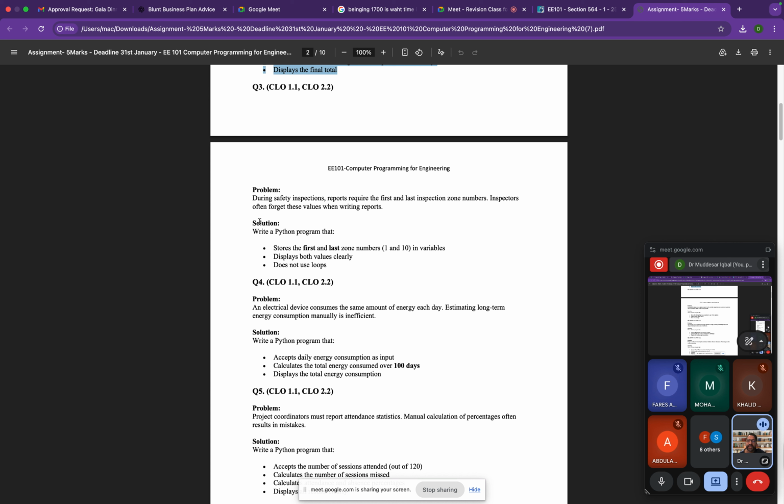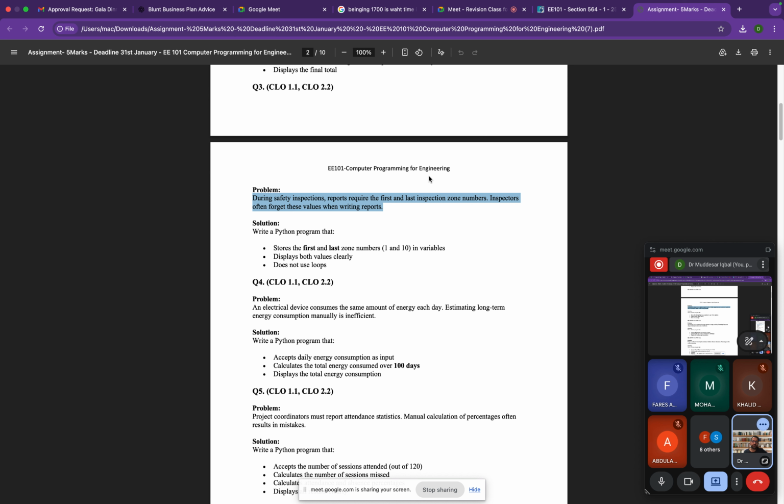The third question here is: during a safety inspection, a report requires the first and the last inspection zone numbers. For example, there is a guy who is doing the safety inspection. Okay? And the zones are maybe in a sequence, right? Zone 1, 2, 3, 4, 5, 6. Maybe he starts the inspection from the third zone and he's supposed to go in a sequence. So you ask him what was the first zone he started and what is the last zone. And that's it. And do what then? Display both clearly.